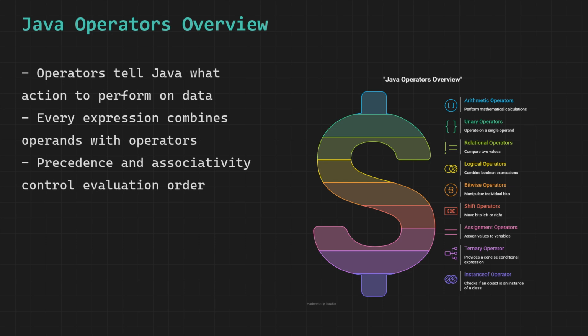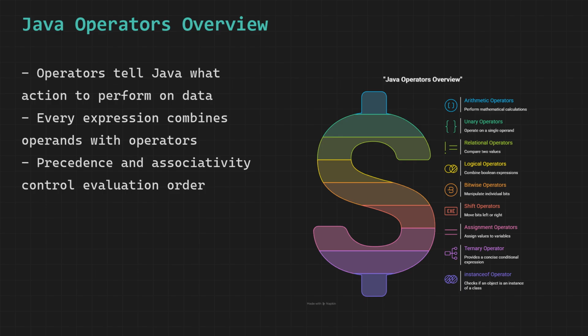Operators are the action symbols of Java. They tell the compiler what operation to perform on data. Every expression you write in Java involves at least one operator. Before diving into each type, there are two important concepts to understand.